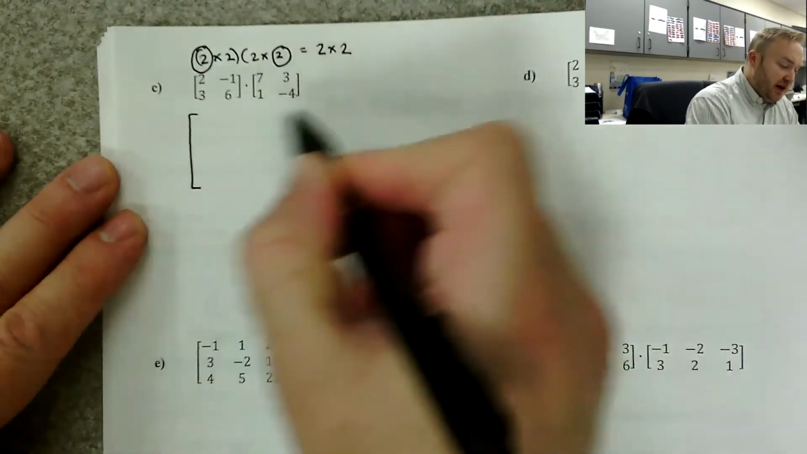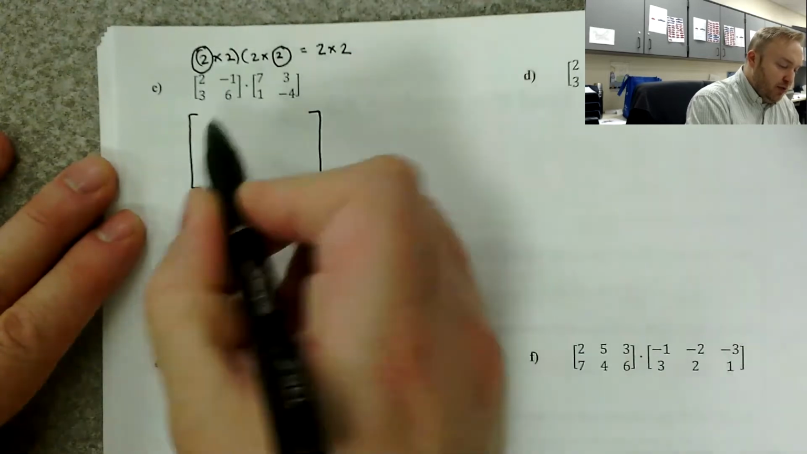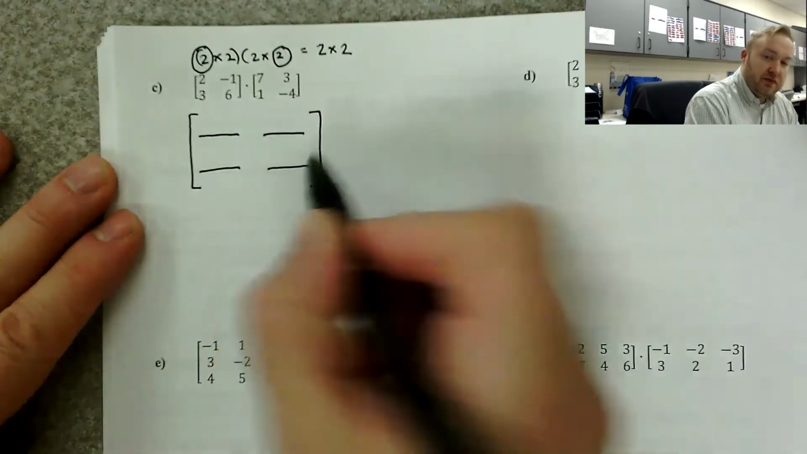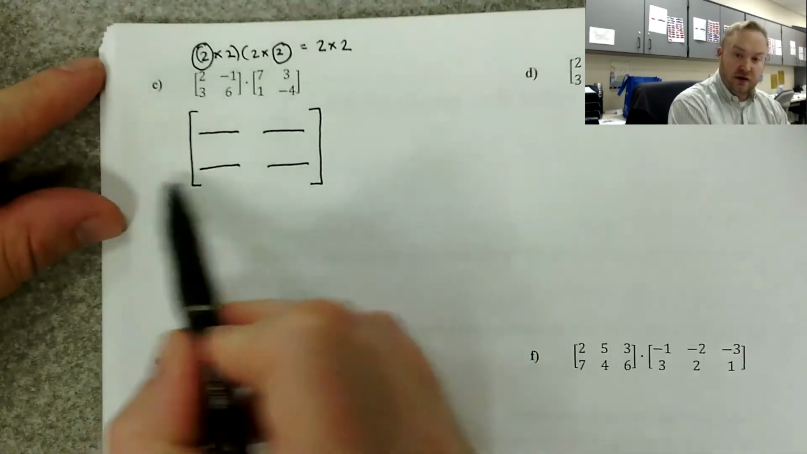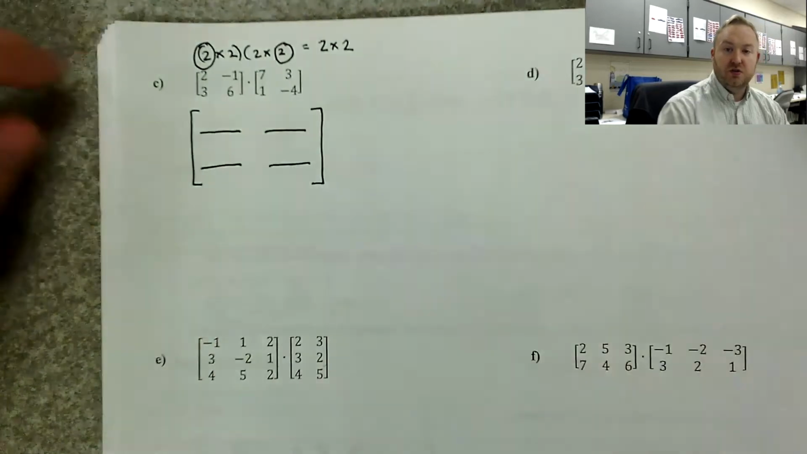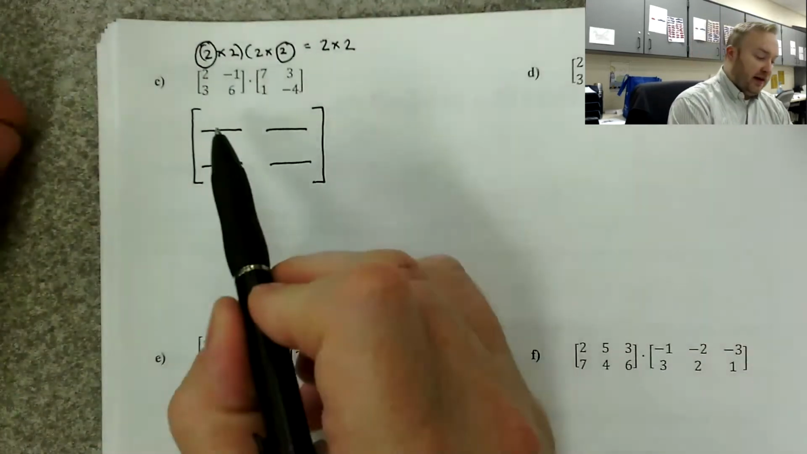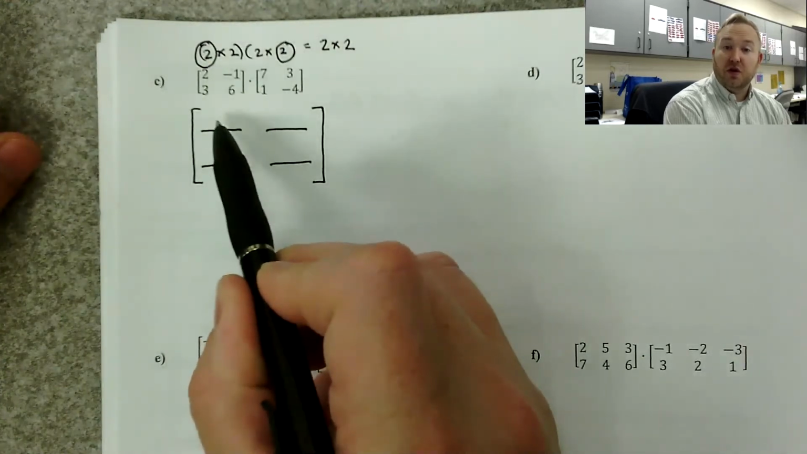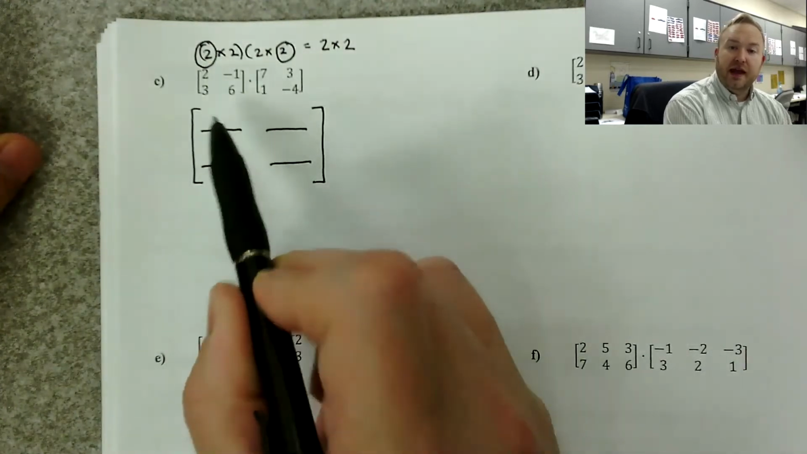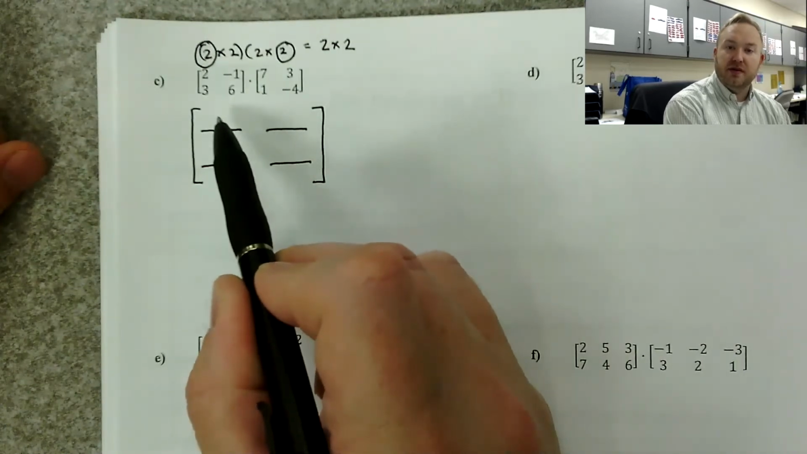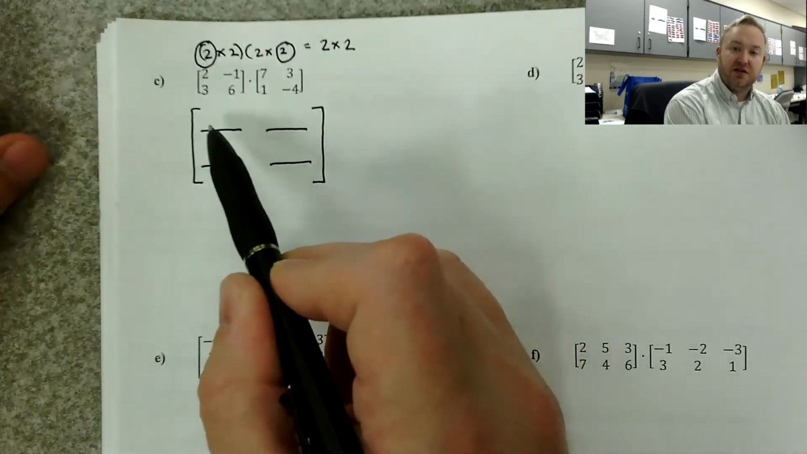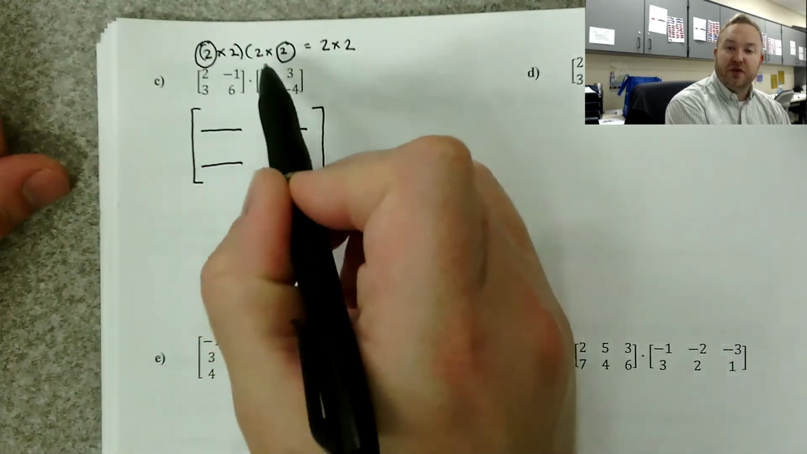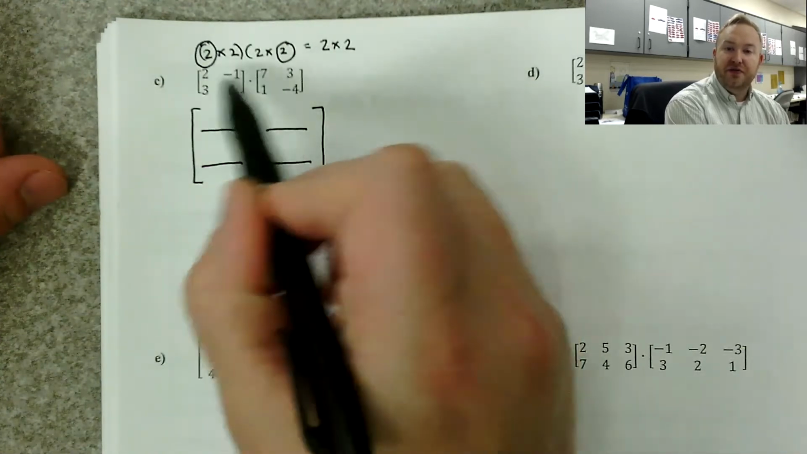So I'm going to set up here just kind of a blank 2 by 2 matrix that's going to have 2 rows and 2 columns. See it? 1, 2 rows and 1, 2 columns. And let's see if we can find the number that's going to go in this blank, which is in the first row and the first column. In order to find the number that's in the first row and the first column in our answer matrix, we are going to multiply the first row and the first column of these 2 matrices.